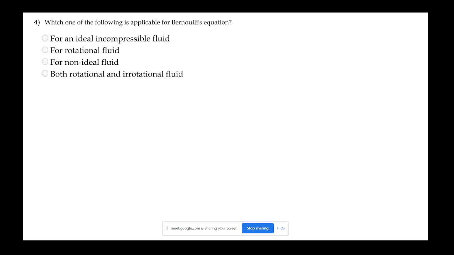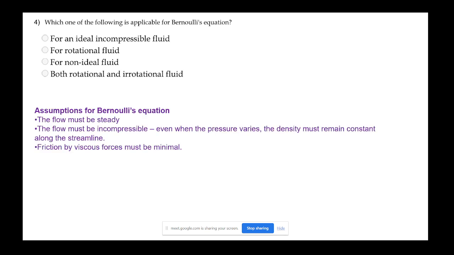Next question is, which one of the following is applicable for Bernoulli's equation? As I had mentioned, there are certain assumptions for Bernoulli's equation, which is nothing but the flow has to be steady, the fluid must be incompressible, and the frictional or viscous forces are negligible. In this case, all other options are observed to be not correct. So Bernoulli's equation is usually applied for ideal incompressible fluid.